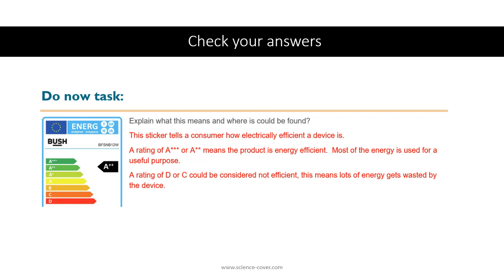Explain what is meant by this diagram and where it can be found. Well, this is a sticker which tells consumers how electrically efficient a device is. So the A triple star rating means that the product is very energy efficient. That means that most of the energy that goes into it is being used for the purpose for which the device is created. Whereas a rating of D or C can be considered not very efficient, because this means a lot of the energy that's being put into the device gets wasted.